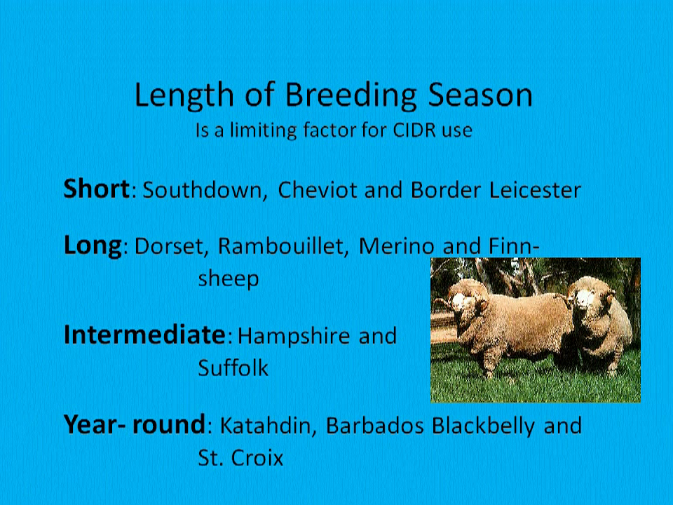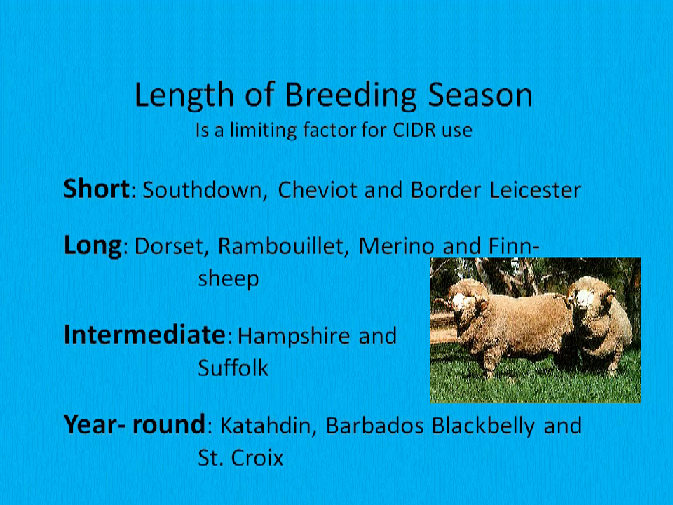So what about the differences in breeds? We know that breeding seasons differ in length in different breeds. We have short breeding seasons in South Downs and Cheviots and North Country Cheviots and Border Leicesters. Long breeding seasons in Dorsets and Rambouillets and Merinos and Fin Sheep and Katahdins and St. Croix and those hair sheep are year-round pretty much. Hampshires and Suffolks are intermediate. And so we see those breed differences. Does that make a difference in the response? Yes, it does.